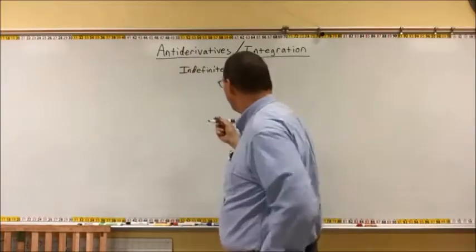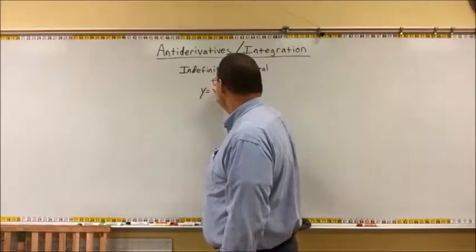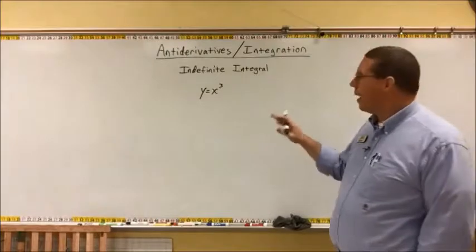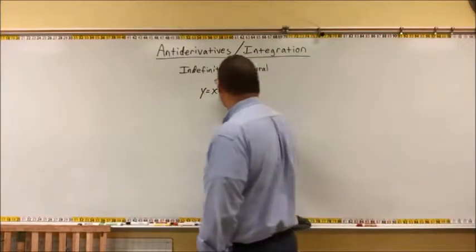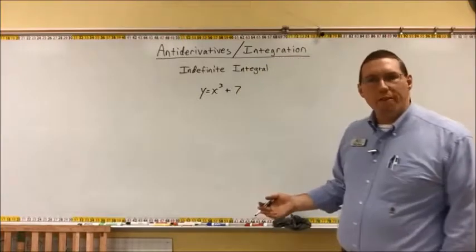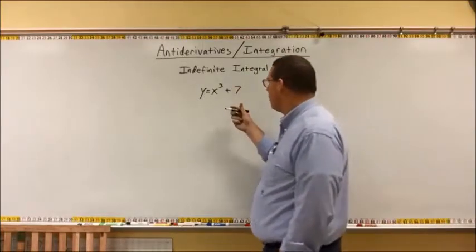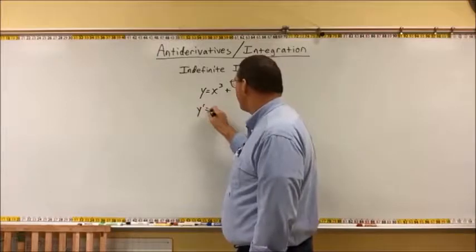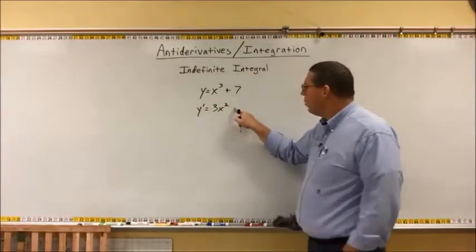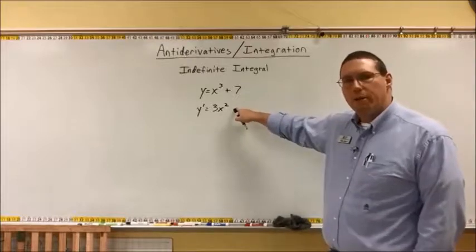Let's stick with the same example. y is equal to x to the third power. But what if instead of it being x to the third power, it's x to the third power plus 7? Well, what's the derivative of x to the third power plus 7? The derivative, y prime, is 3x squared. Why don't we have anything over here? Why didn't we do anything with the 7?